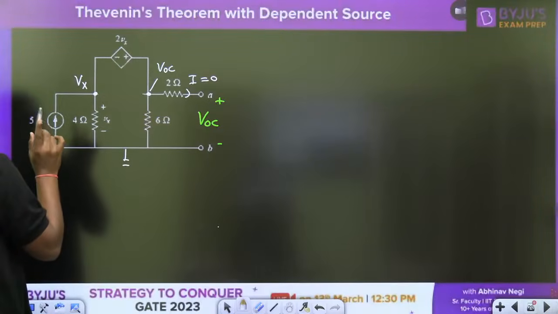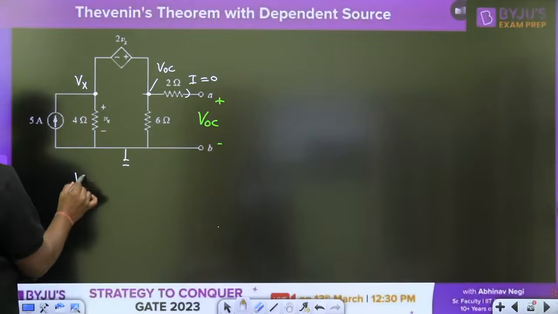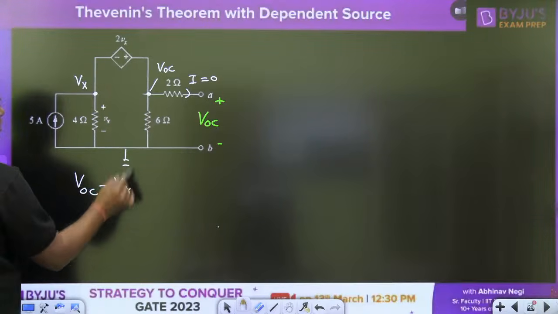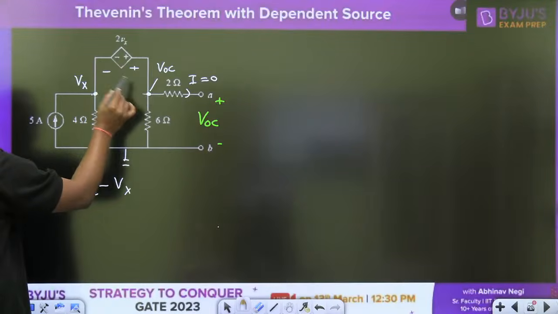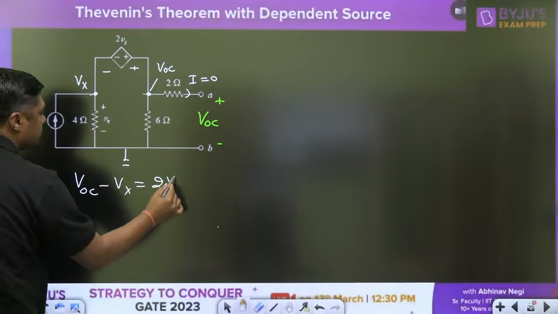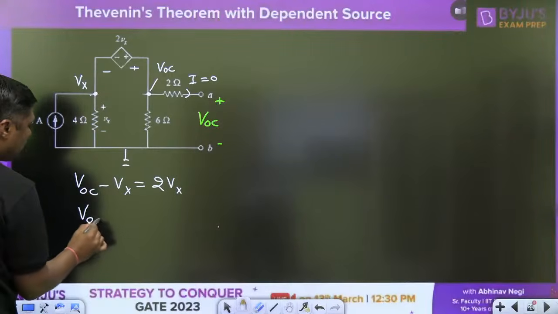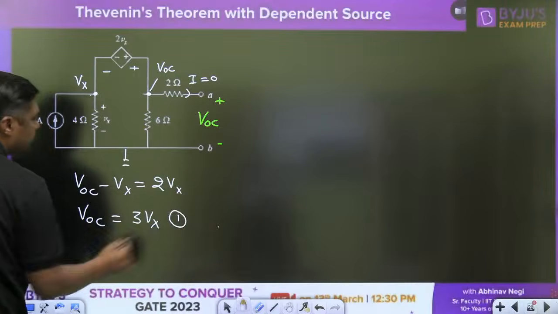So first of all, we have to apply the super nodal analysis. VOC minus Vx is equal to 2Vx, because it is plus, it is minus. So from this you will get VOC is equal to 3Vx. And that is equation number 1.